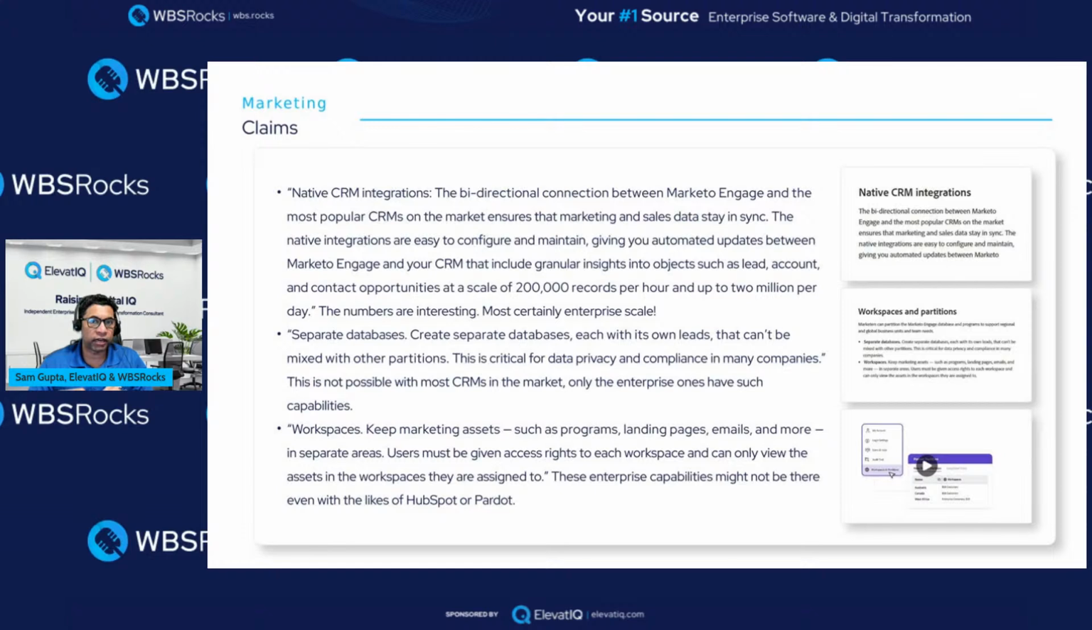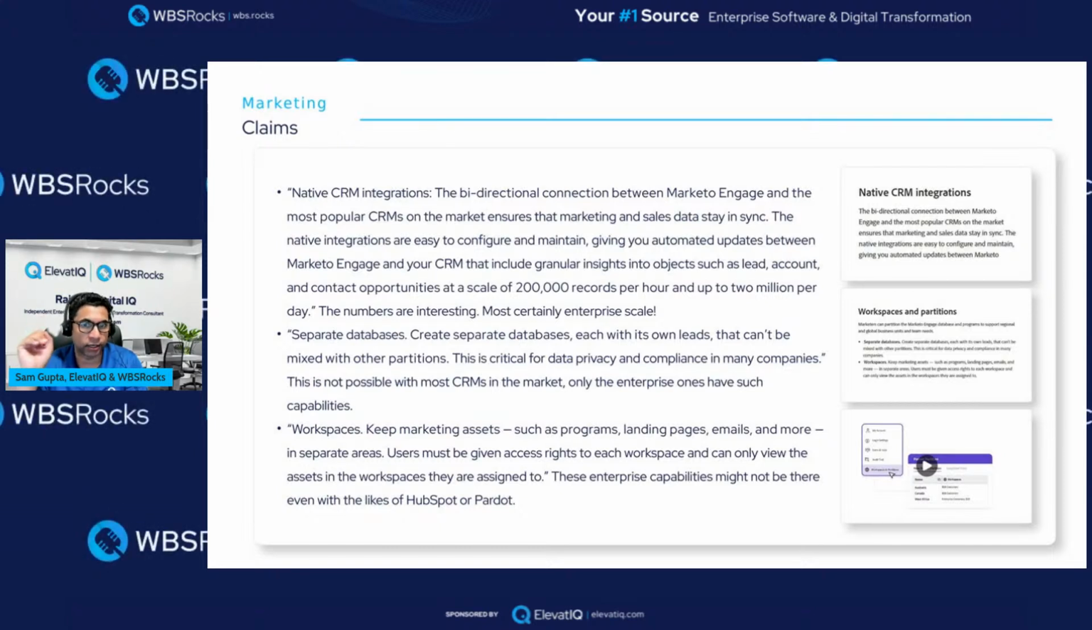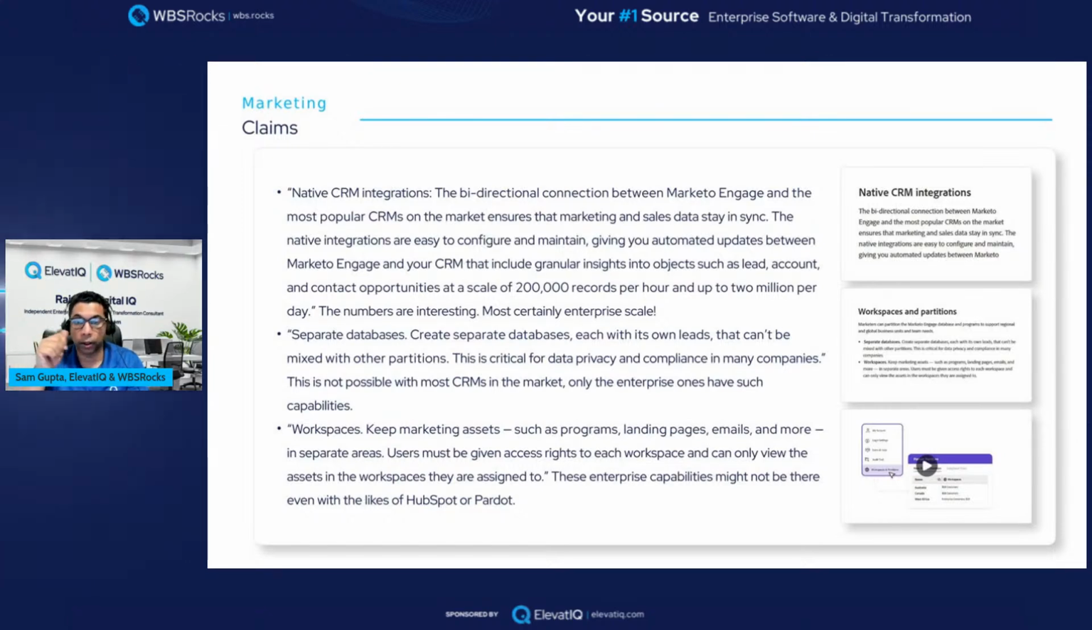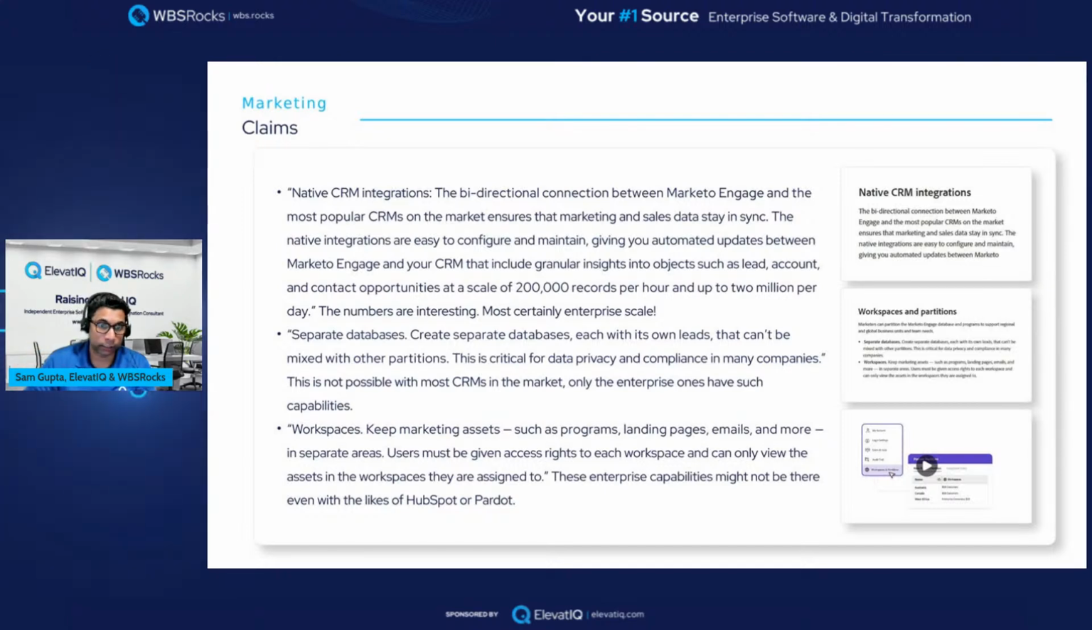And they are saying the native integrations are easy to configure and maintain, giving you automated updates between Marketo Engage and your CRM that includes granular insights into objects, such as your lead, account, and contact opportunities. But the biggest differentiator here is the number of records that they are able to manage. They are saying at a scale of 200,000 records per hour. That's a lot in general. And that's where you are going to experience a little bit of slowness with the other smaller systems. And then they are saying up to 2 million per day. That's a lot of volume. And that's where the whole enterprise functionality, enterprise workload, is designed for that.